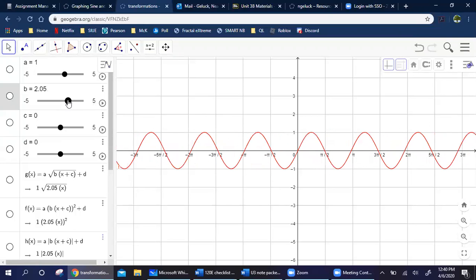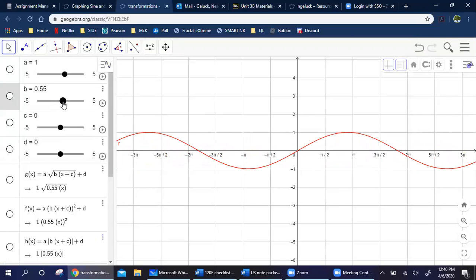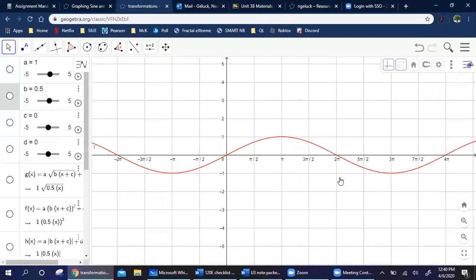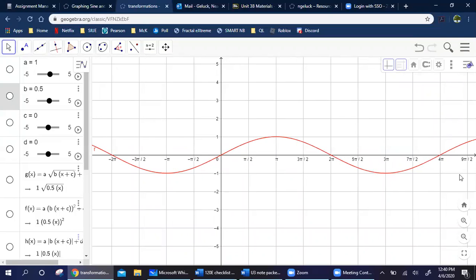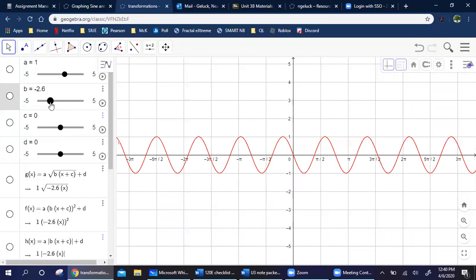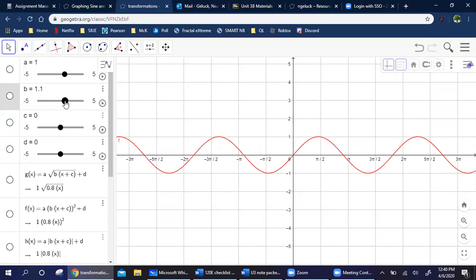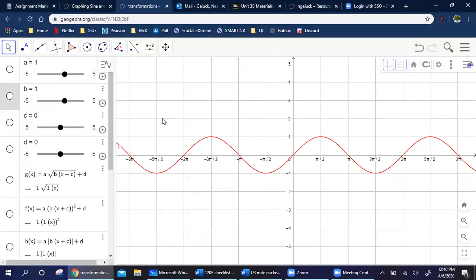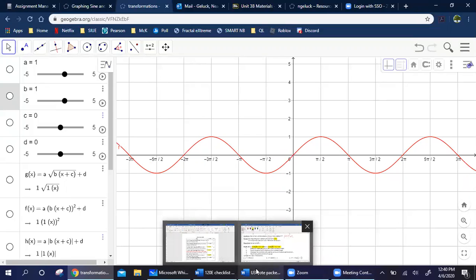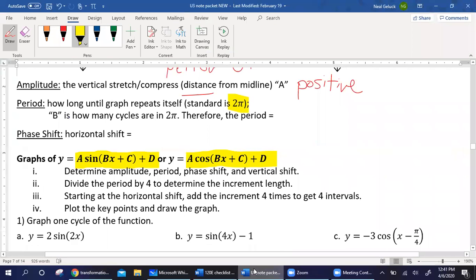Vice versa, if I made B, let's say, a half, now I only see half of a cycle in 2 pi. It takes a full 4 pi to finish 1 cycle, or 1 period of this. So what is all this saying? Bigger B numbers give you faster cycles. Smaller B numbers give you longer cycles. And to figure out how long the cycle is, or how long the period is, it is 2 pi divided by B.